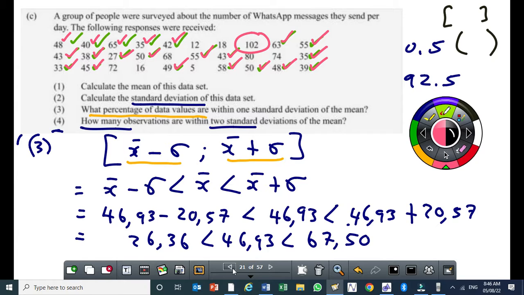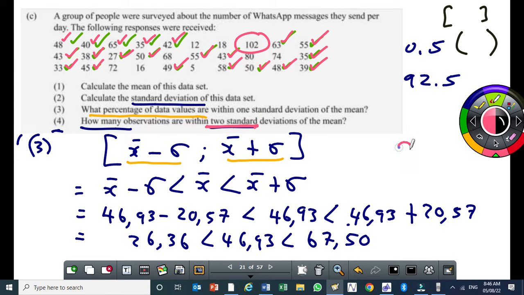Right. Then number 4 now says, how many observations are within 2 standard deviations? Now, with 2 standard deviations, all we have to do is multiply this sigma here by what? By 2. But the procedure is still the same as how I did C3. Because the question now says we want observations or values that are within 2 standard deviations. 2 standard deviations means 2 sigma.